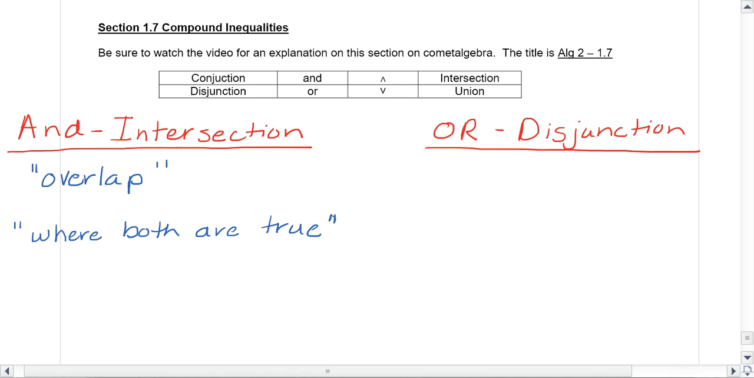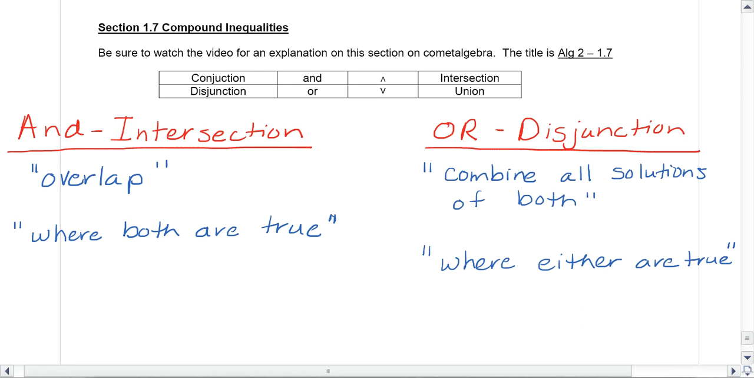Since we're going to be solving two inequalities at the same time, we have two different solution sets to consider. In the intersection, in the conjunction, which is described by the word and, you're looking at the two sets of answers and where they overlap, where the solutions are that make both of them true at the same time.